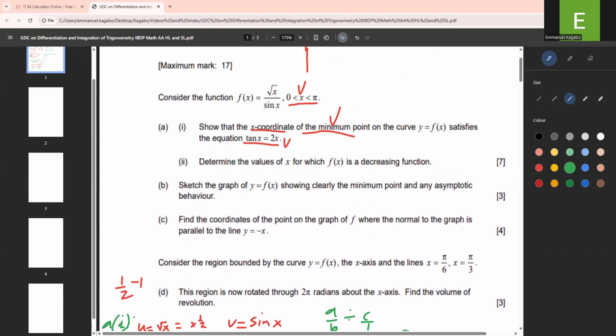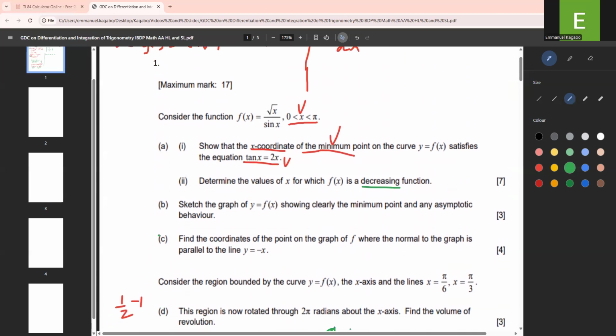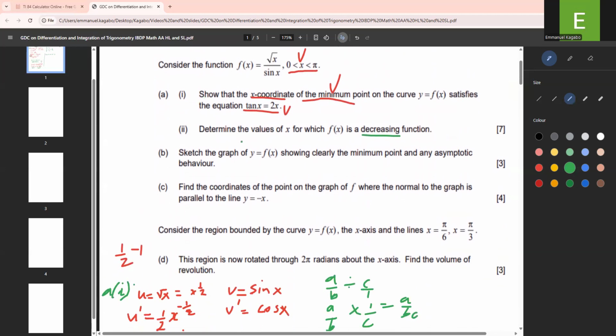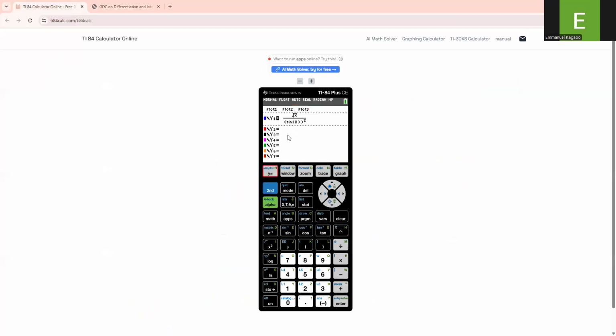Okay, now determine the value of x for which f(x) is decreasing. So when the function is decreasing, that means it has a negative gradient. So where is my function going to have a negative gradient? Let me try to sketch it for you because this is a paper 2 question. And as I told you, the main objective here is to help you master and understand very well how to use your GDC. Now, okay, so let me clear what I have.